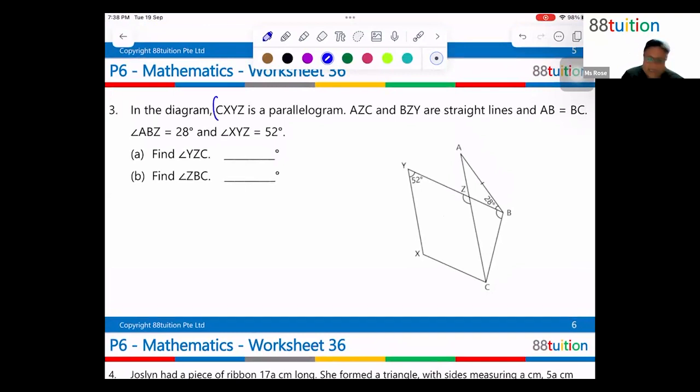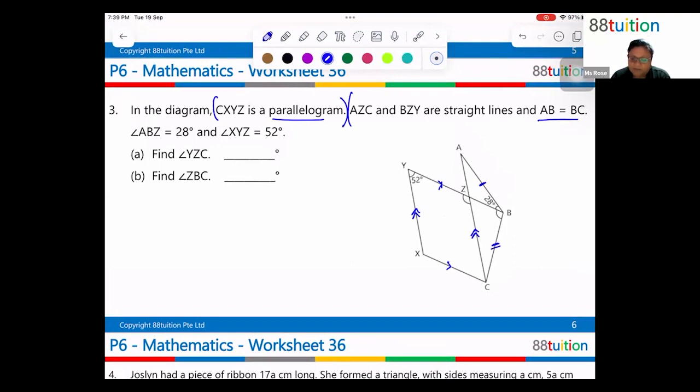So we know that CXYZ is a parallelogram and AB equals BC. So CXYZ, this is a parallelogram. And AB is equal to BC.